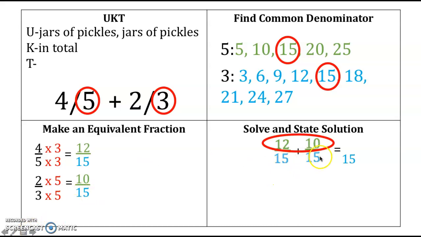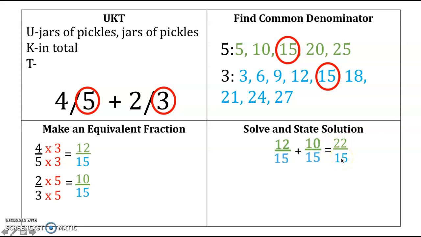Coming over here to the solve and state solution section, I know that when I'm adding fractions, my denominator stays exactly the same. So over here on my fraction that I know is going to be the sum or the answer to our addition problem, I'm putting 15 immediately so I don't get confused. However, I know in my head that I'm going to be adding these two numerators. And I know 12 plus 10 is 22. So the sum of these two fractions is 22/15.